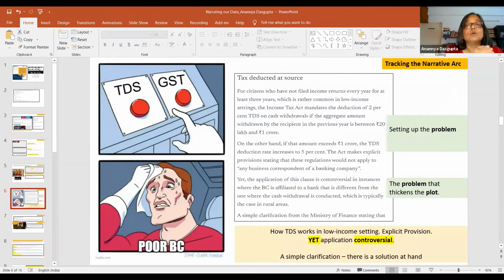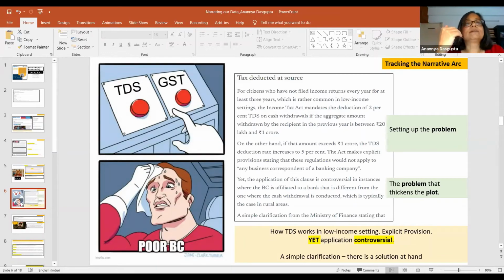Now, if you look at the next paragraph, where somebody rightly pointed out that the details of the problem have to be given, notice how that is done, right? So for citizens who have not filed income tax returns every year for at least 3 years, which is rather common in low income settings, etc.